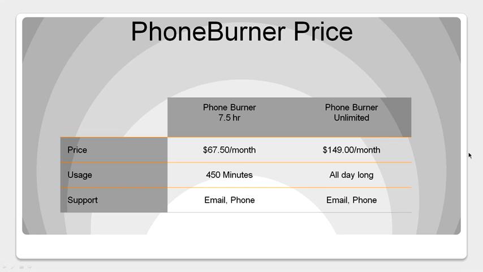The other account level is the PhoneBurner Unlimited. It's $149 a month. You can use it all day long, and you get email and phone support. So typically what I use as a guideline is if you're going to do more than 900 calls a month, you need to be on the unlimited. That's the bottom line. 900 calls a month is going to take you roughly 900 minutes to do, on average.